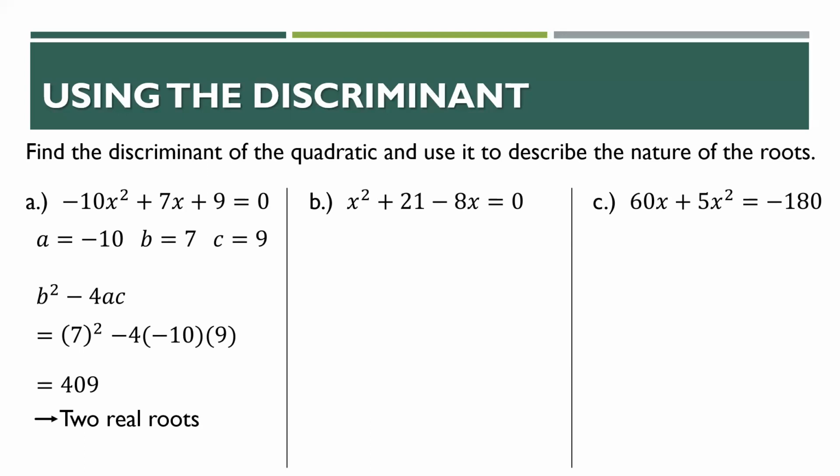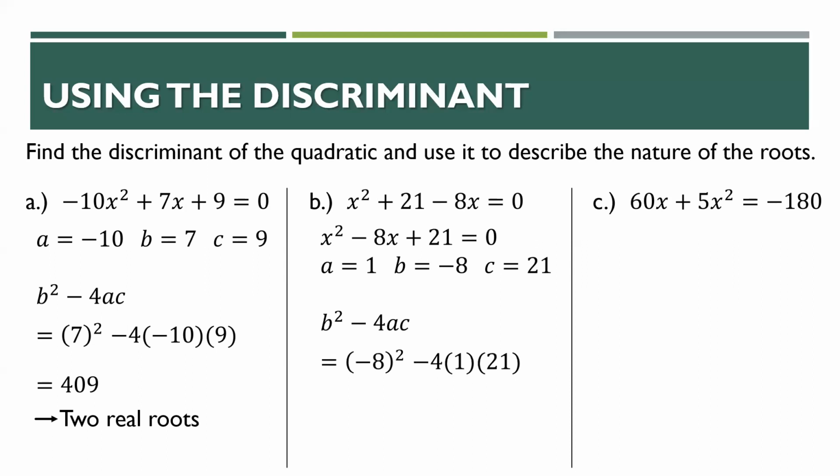Let's look at problem B. We're starting with x squared plus 21 minus 8x equals 0. So this one looks like it's okay, maybe at first glance, but it is out of order. We want to make sure our x squared term is first, the x term is in the middle, then your constant equal to 0. So here's how it would look rearranged. The a value would be 1, which is that invisible 1 that's on your x squared term. B is negative 8, and c is 21.